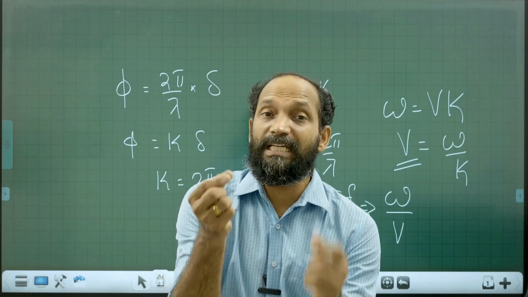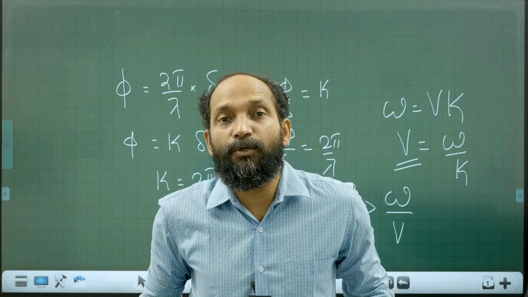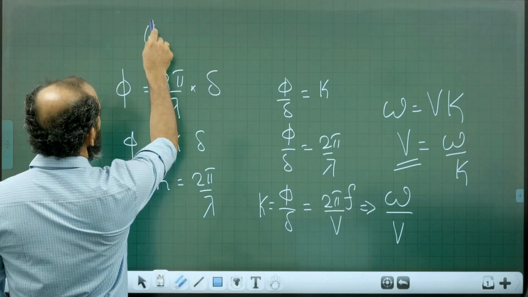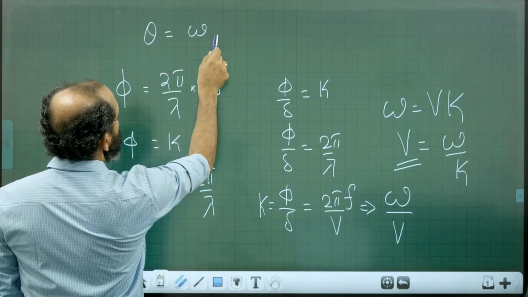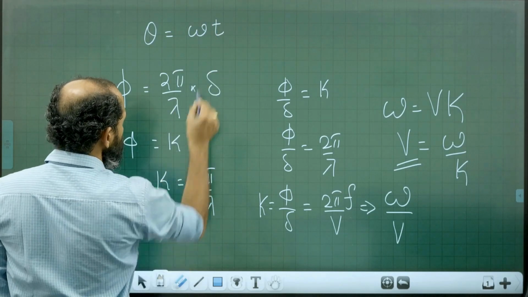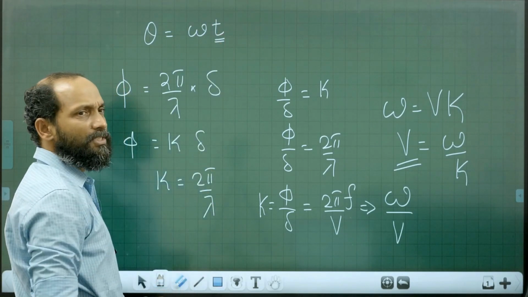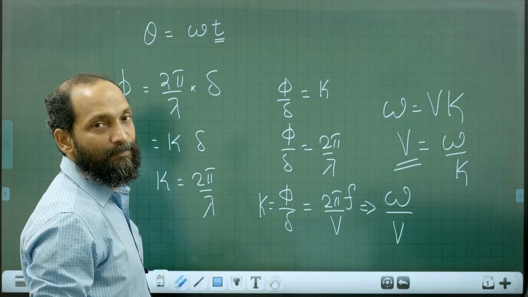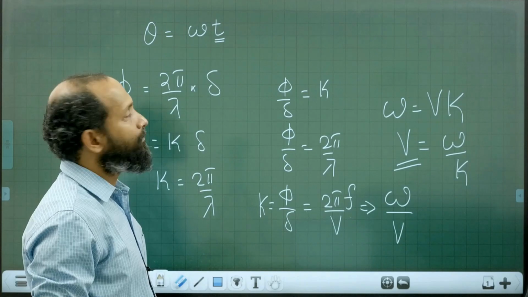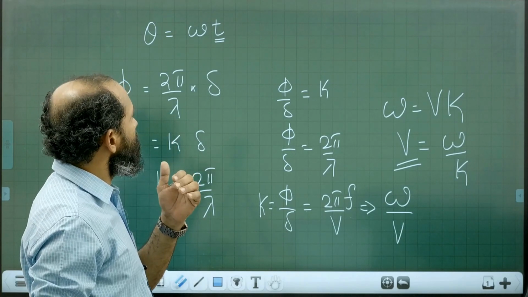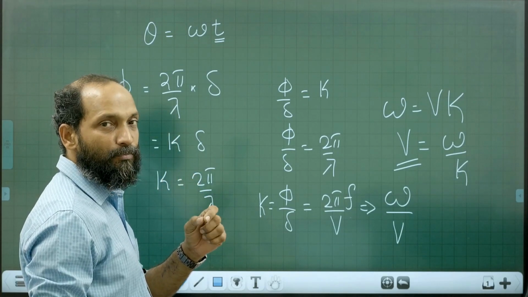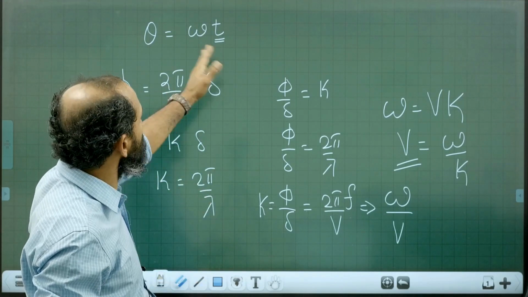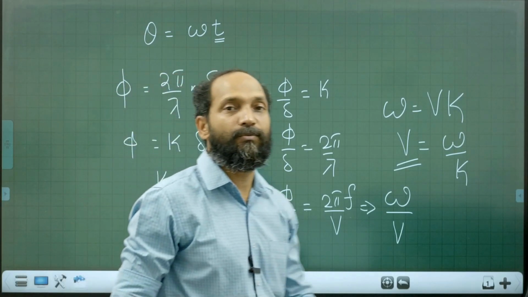There will be a slight phase difference. You can find the phase difference between two neighboring particles by using the relation theta equal to omega t. If t is the response time or time interval between the disturbance passing through two neighboring particles, and omega is the angular frequency, then omega t will be the phase angle between the two.